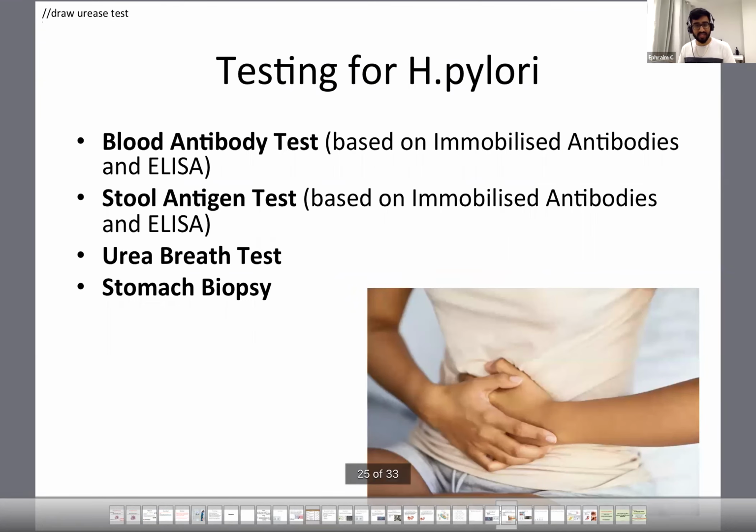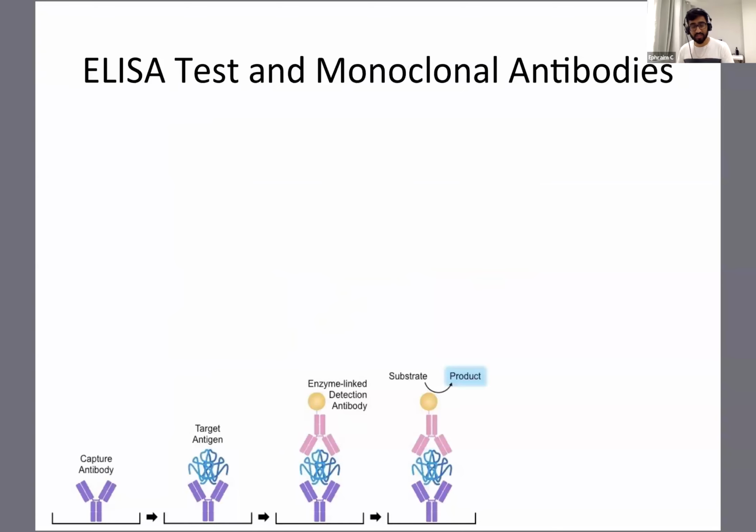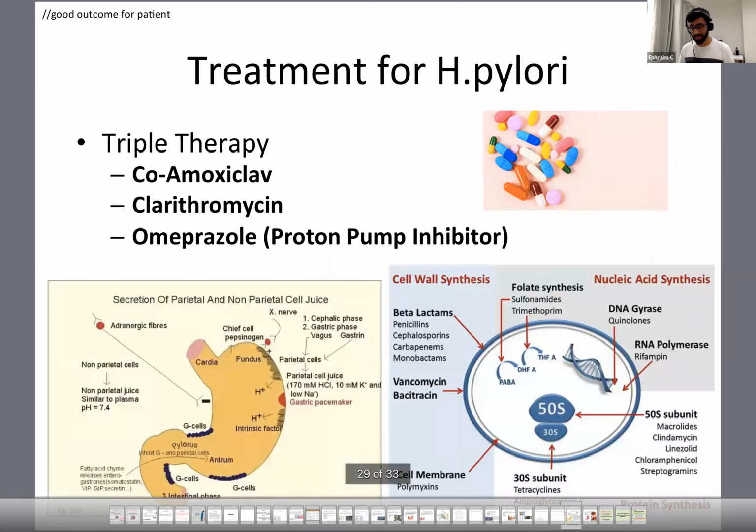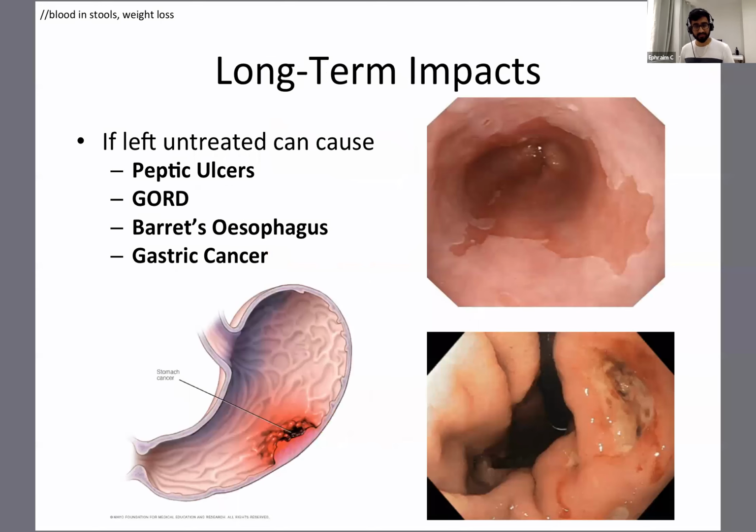And then talked about how to test and diagnose for this condition called H. pylori, caused by the Helicobacter pylori bacteria. We talked about the principles of the urea breath test and also the ELISA test and monoclonal antibodies, which again is really relevant for A-level biology. And then we summarized, talking about treatment and, if left untreated, the long-term impacts.